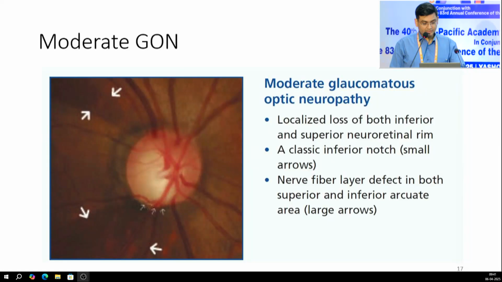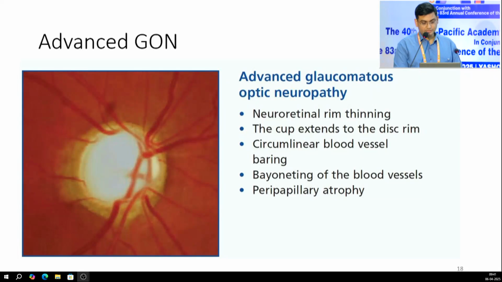So here you can see that in a moderate glaucomatous optic neuropathy, there is localized loss of both inferior and superior neuroretinal rim, and a classic inferior notch can be seen, where the small arrows are. An NFL defect in both the superior and inferior arcuate will cause a visual field defect. In advanced optic neuropathy, neuroretinal rim thinning is very large, and the cup extends to the disc rim. It's almost 0.9. There you can see bearing of circumlinear blood vessels, bayoneting of the blood vessels. The peripapillary atrophy is also there.